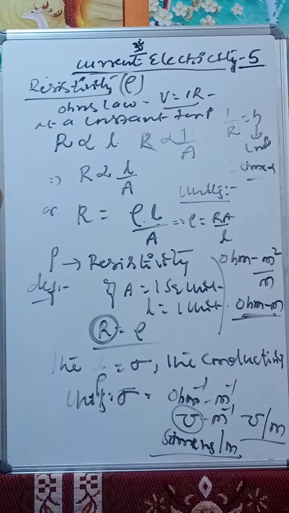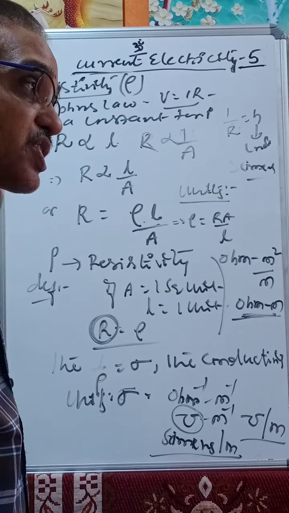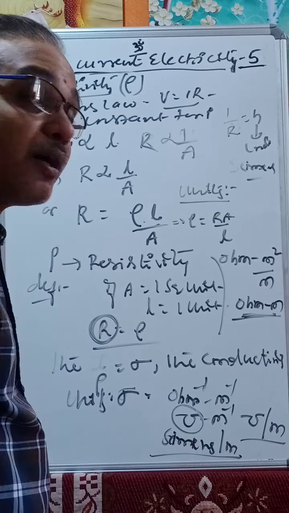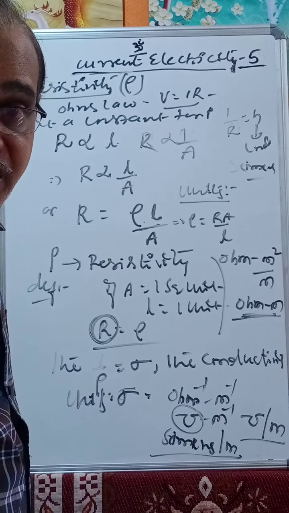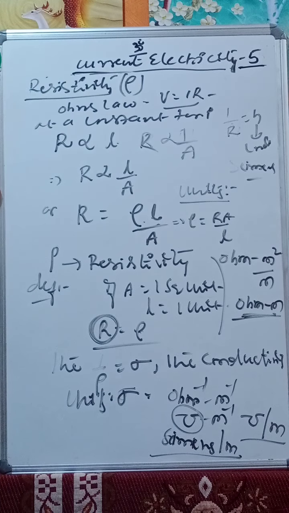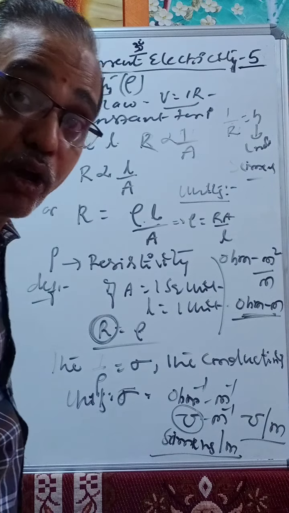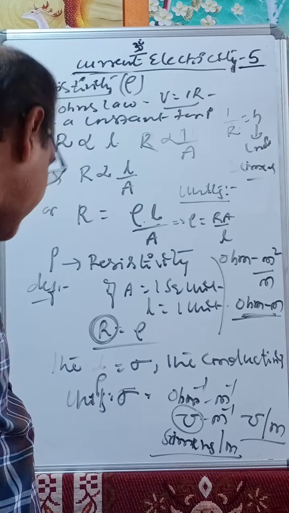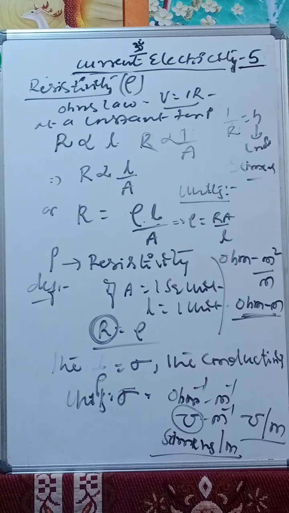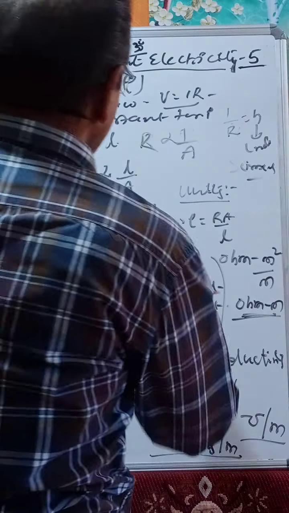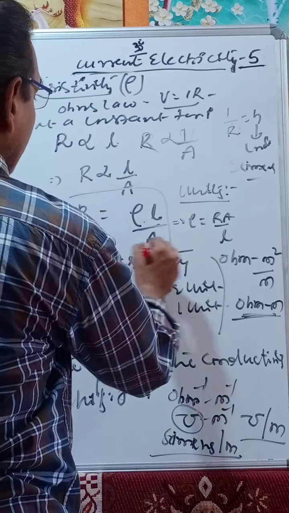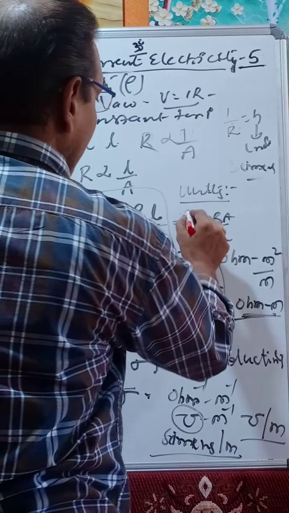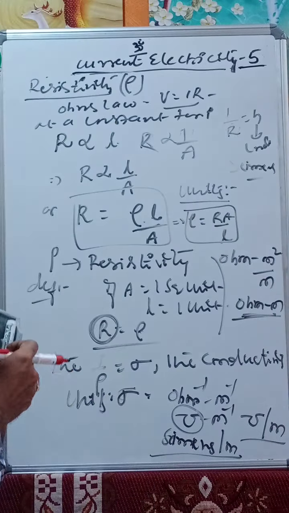Now, on what factors does resistivity depend? Resistivity does not depend on the dimensions of the material, such as the length or the area of cross section. It is independent of the dimensions of the material. Rho is equal to RA by L.